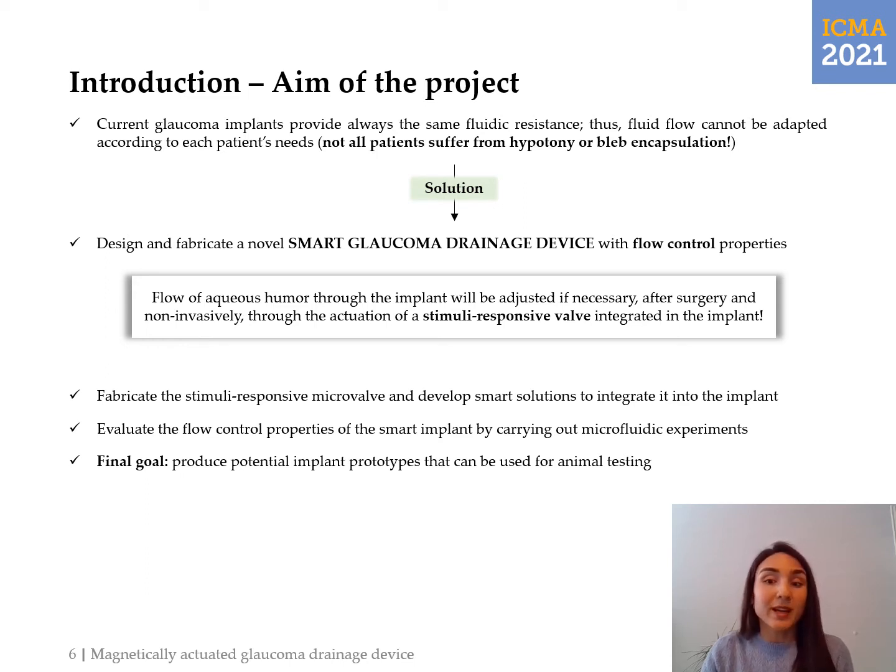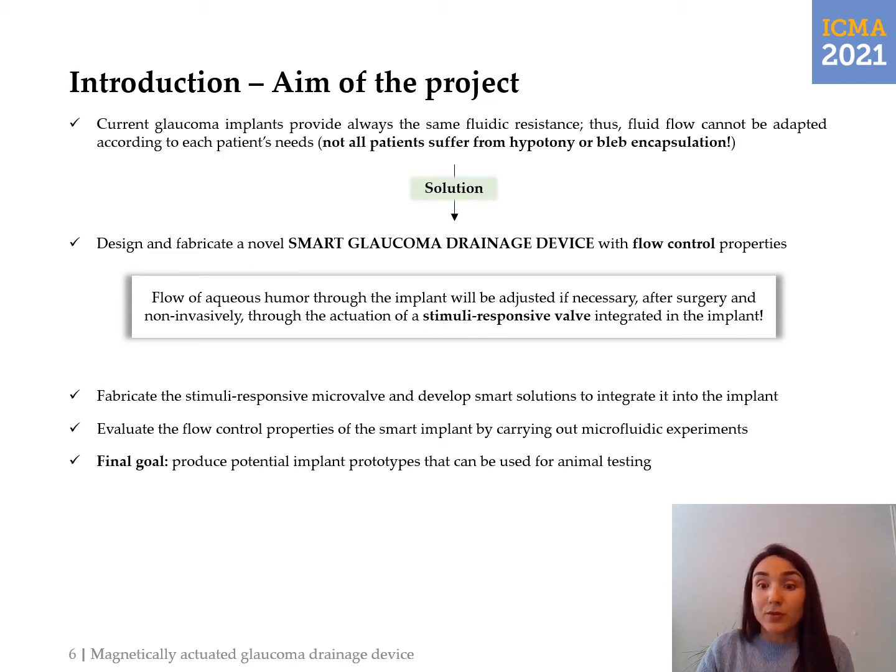And therefore, what would be ideal is to have an implant where the hydrodynamic resistance could actually be adjusted according to the measured IOP in each patient after surgery. And this is exactly what we are developing. We are developing a novel smart glaucoma drainage device with flow control properties. With this device, the flow of aqueous humor will be adjusted if necessary after surgery and, more importantly, in a non-invasive way through the actuation of a stimuli responsive valve that is integrated in the implant.